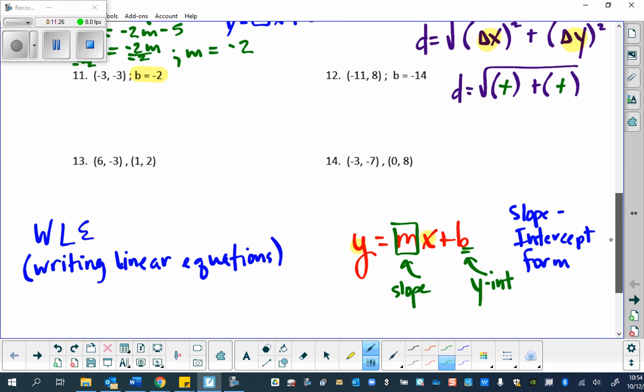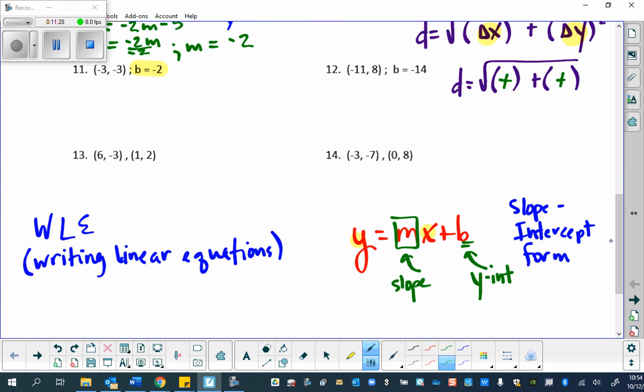If I look at something like problem number 13, I need to first find my slope. My slope is equal to 2 minus negative 3 all over 1 minus 6. The difference between my y's, 2 minus negative 3. The difference between my x's, 1 minus 6. My slope is equal to 5 over negative 5 or negative 1.